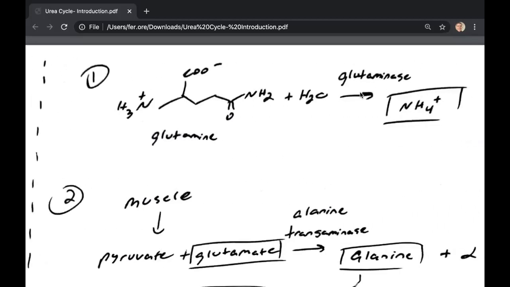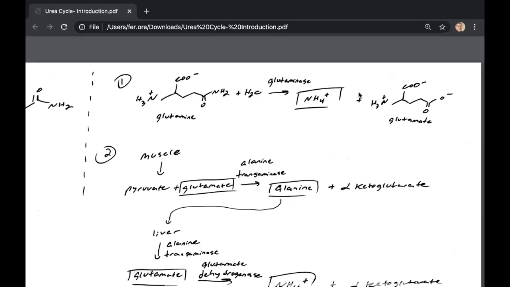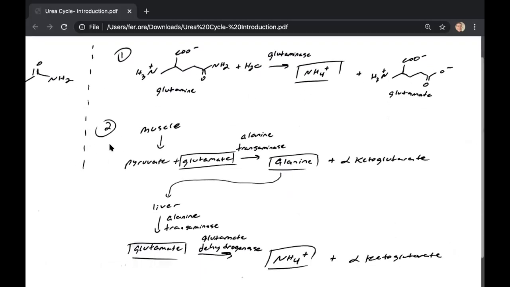So the first of these methods is actually using the amino acid glutamine. So glutamine can actually safely transport excess ammonia to the liver. And in the liver, it can be acted upon by this enzyme called glutaminase. So glutaminase mediates the hydrolysis of glutamine to actually liberate the amine group, so liberating the ammonia. So that's one way of doing it. The second way is a little bit more involved.